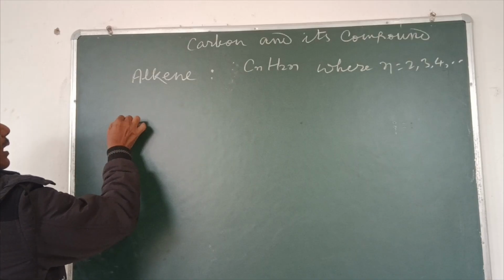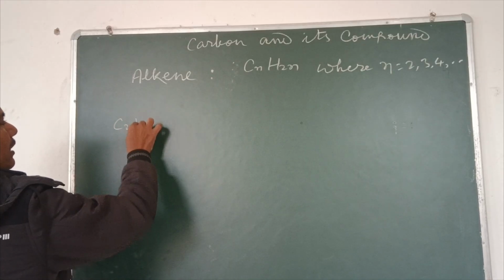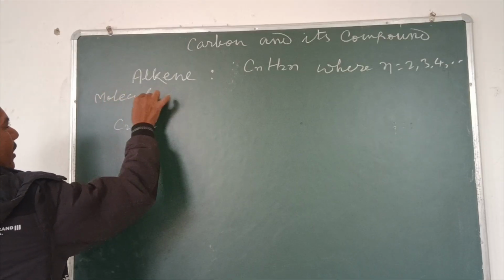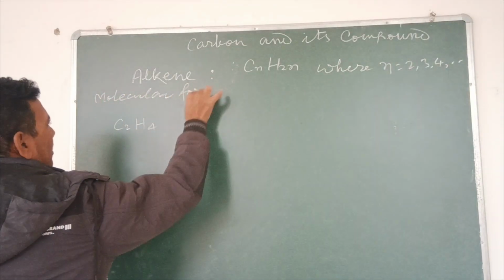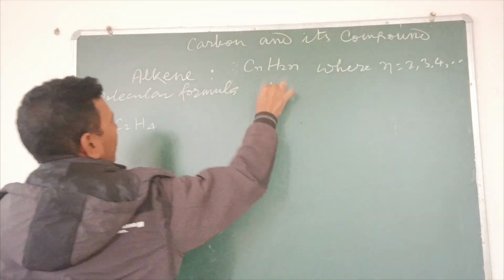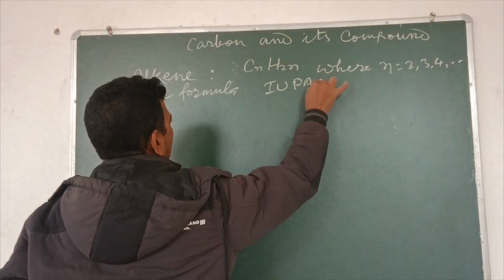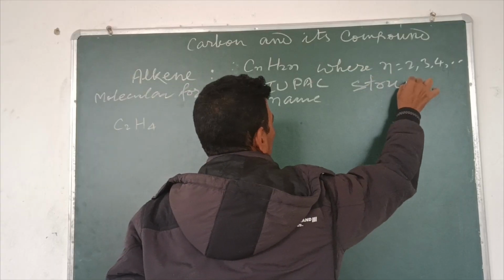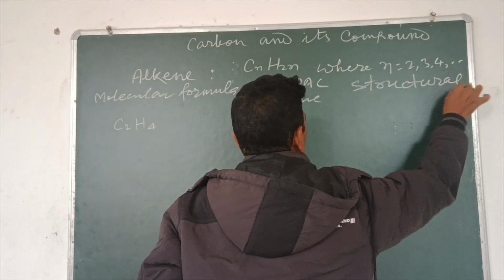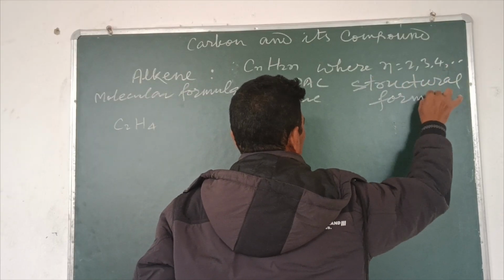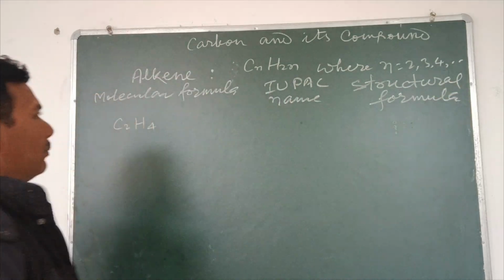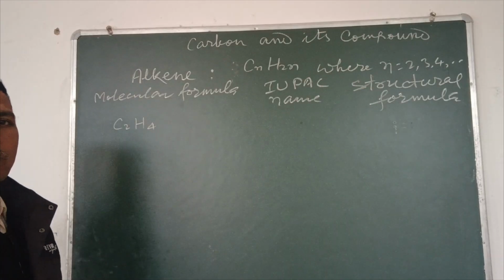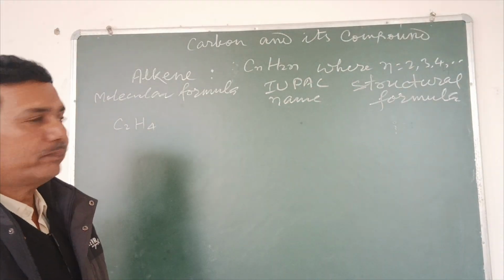But if we start from 2, that is, if we write 2 carbon atoms, then the number of hydrogen will be 4. This is the molecular formula. Now the IUPAC name and structure. If we have the number of carbon atoms 2, the number of hydrogen atoms will be 4.